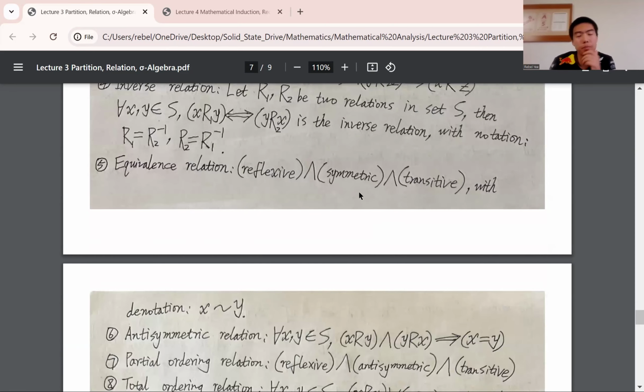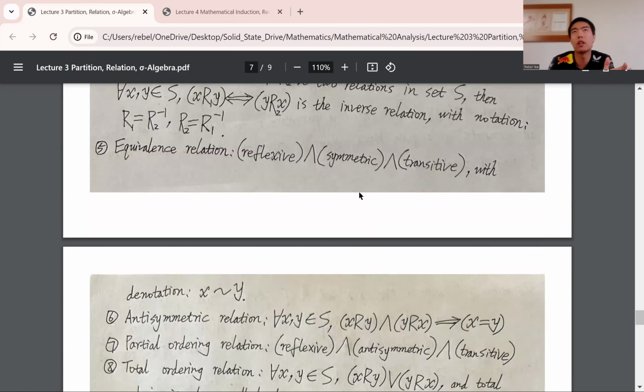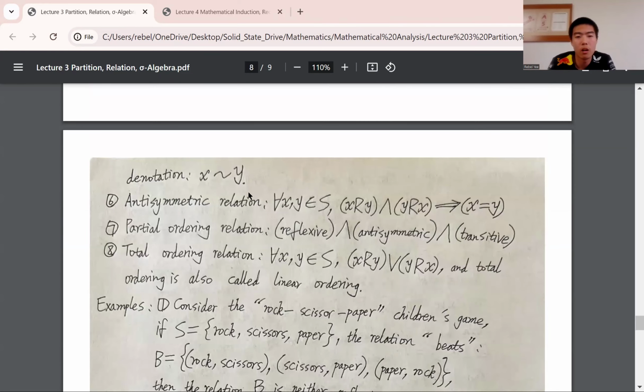And equivalence is if the relationship you find in the relationship set is all of reflexive, symmetric, and transitive, then it must be an equivalence relation. And there's a special denotation.